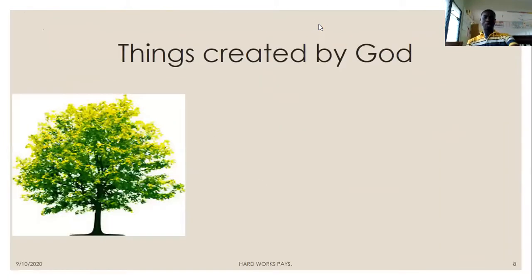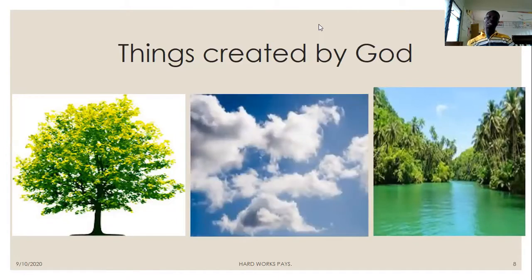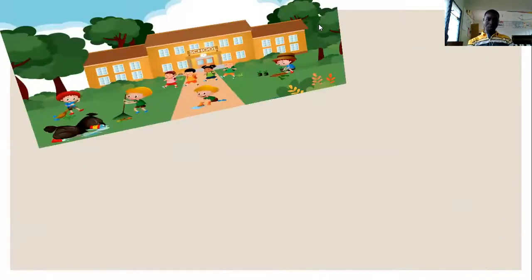Now, things created by God. Some of them is what? Plants. This is plants. Or we can call it what? A tree. Yeah, you can call it a tree. What about this one? A river. Okay. What about this one? The sky. So God created the plant or the tree, the sky, and the what? The river. Very good.